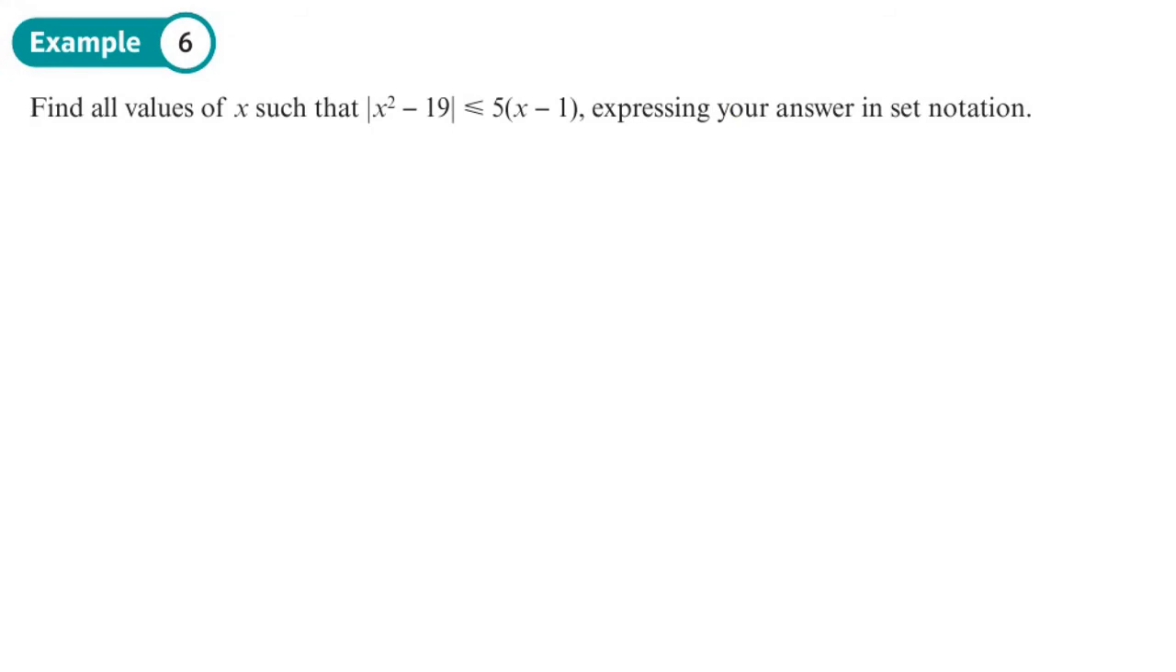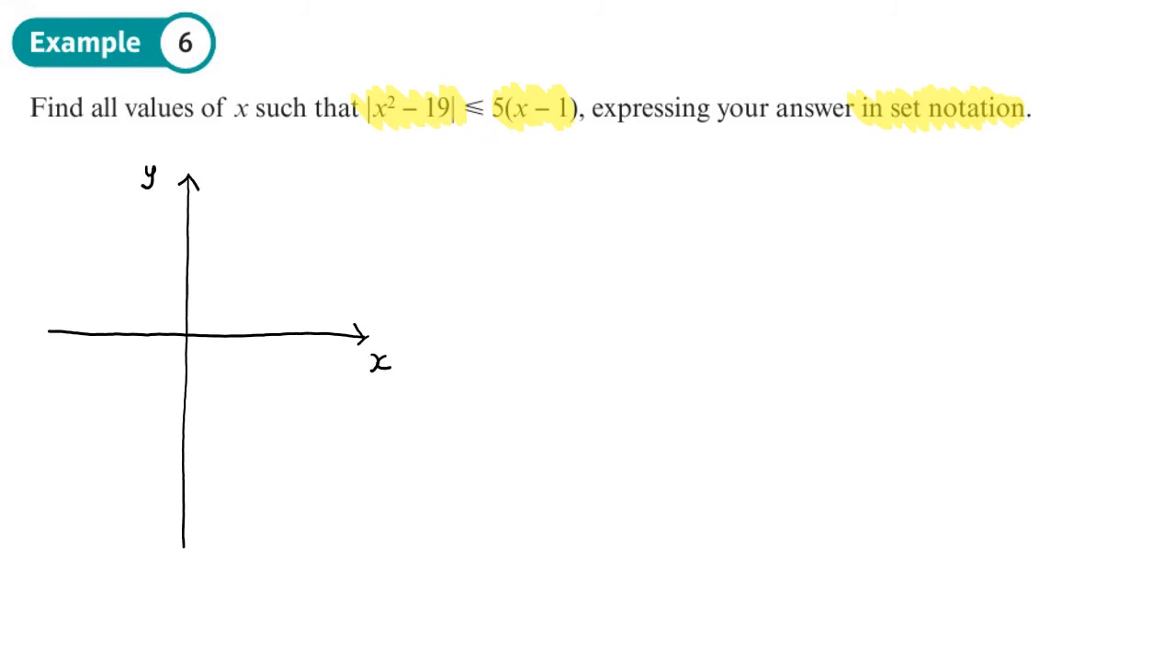Okay, so here we can see that we've got a modulus graph to sketch and a straight line. The only difference with this one is we're going to leave our answer in set notation. So we'll start with our sketch like this. Now, if I'm doing y equals x squared minus 19, it means that I'm going to have roots at plus or minus root 19. So we'll draw the graph here.